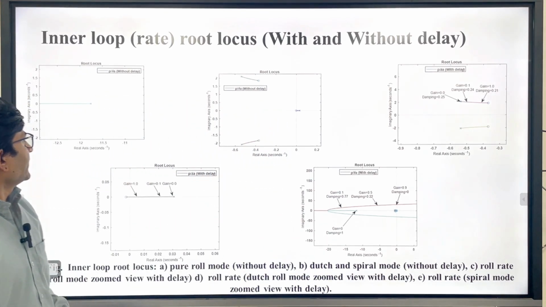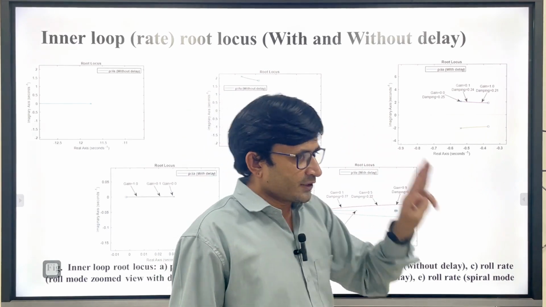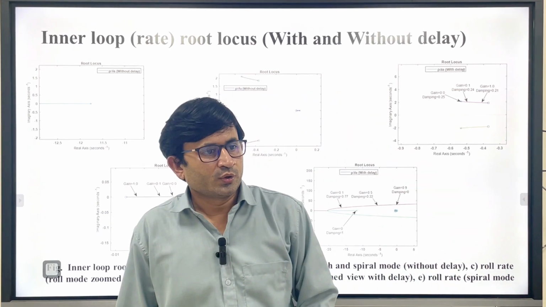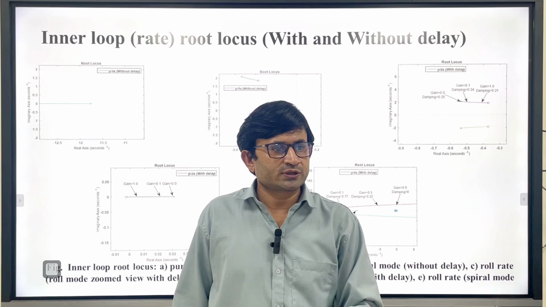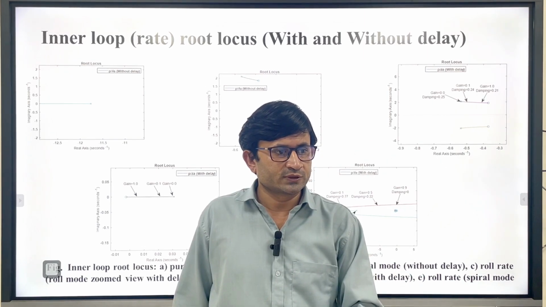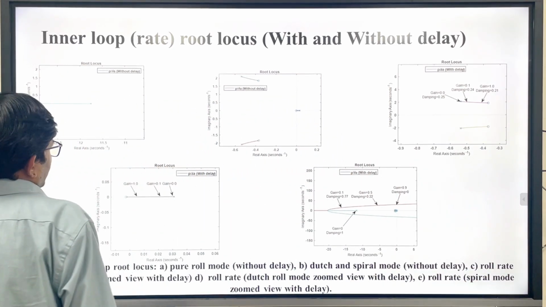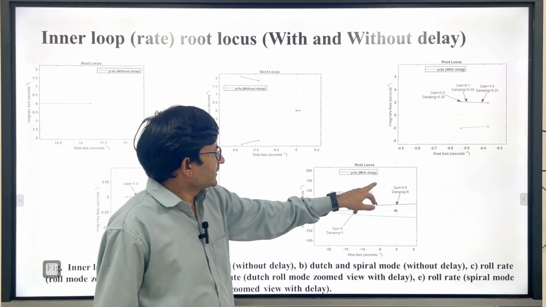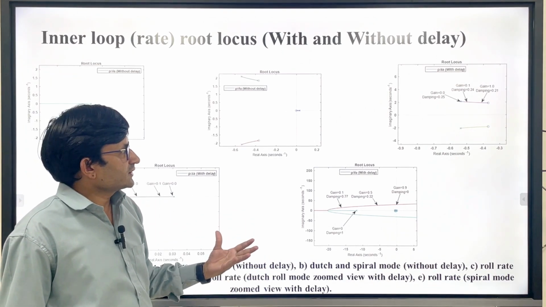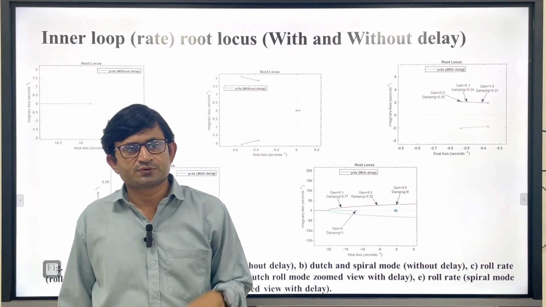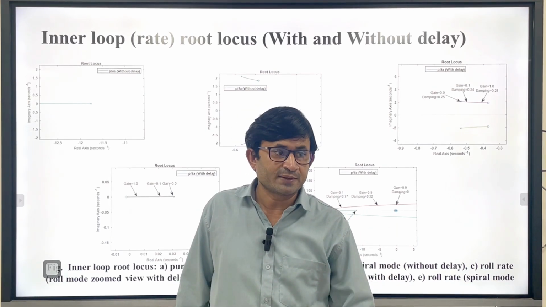Okay, and this is a pure roll mode. So three modes exist: roll mode, Dutch roll mode, and spiral mode. So you have to ensure all the modes in a closed loop. When you design the closed loop system, the poles should be in the left half plane in order to make the system stable. So when you do this, you plot the root locus and you can see how the root locus is moving, that means how my roll mode is behaving, how my spiral mode is behaving when I'm changing the gain.